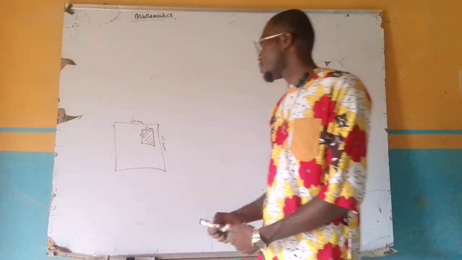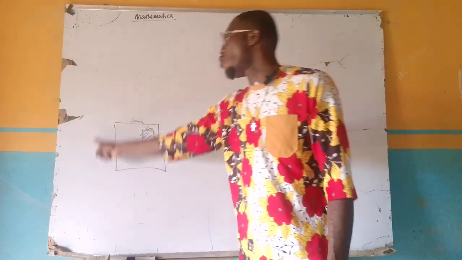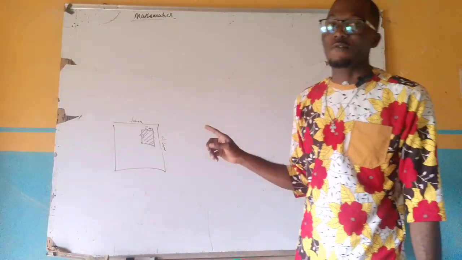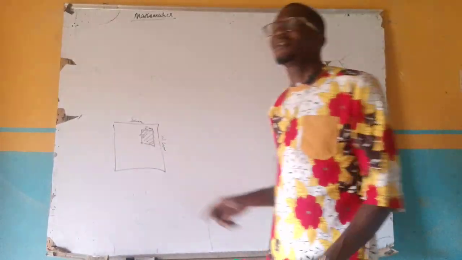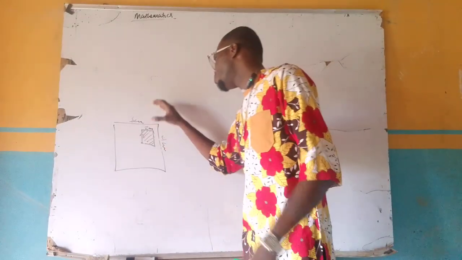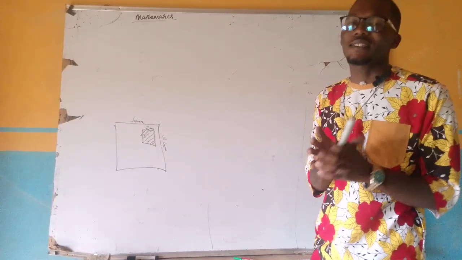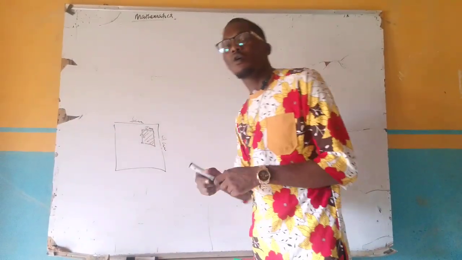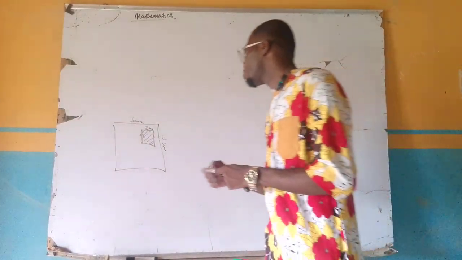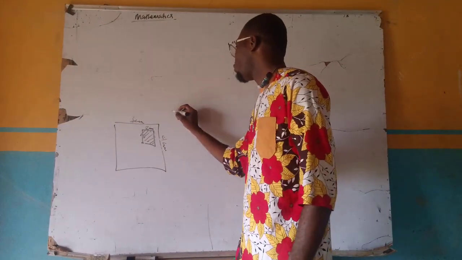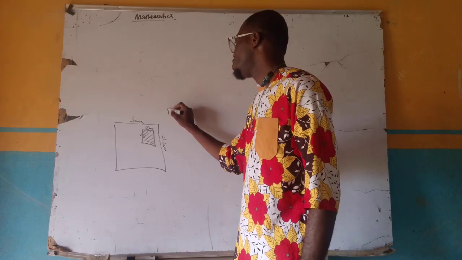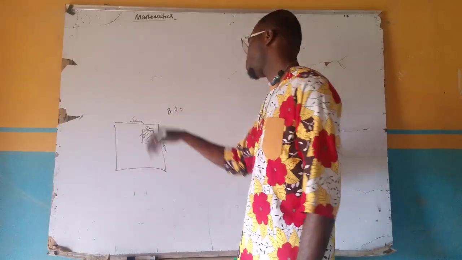For us to find that, we have to find the area of the big field. They will now find the area of the small one. They will now subtract the small one from the big one, and will now get the area of what? The small one. Okay. So we have the big one. I'll just put that big area.